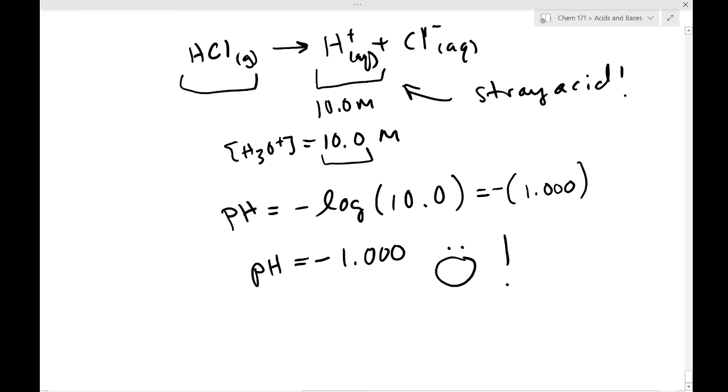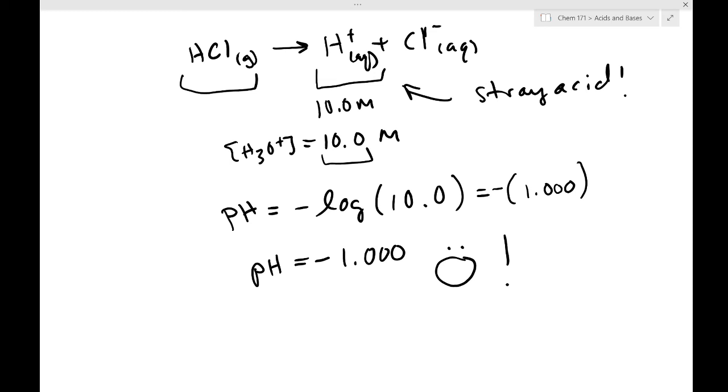We have a negative number. Does this make sense at all? What do you guys think? How many of you got a negative number? Raise your hand. I'm imagining that 3 of you are raising your hand now. Yes, it is negative 1.000. You did not make a mistake. There is no physical boundary, just like with 14, there's no physical boundary keeping pH as a positive number.